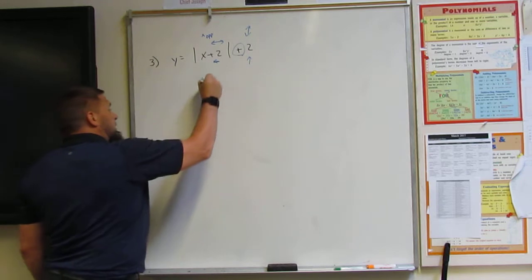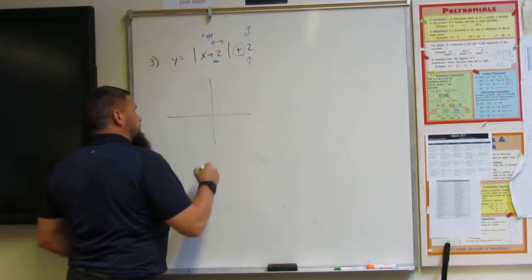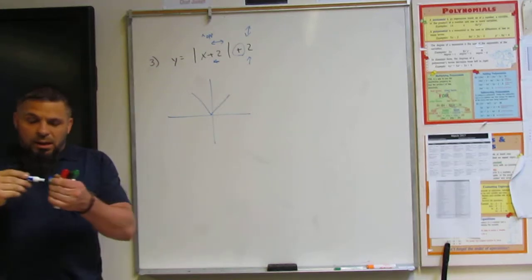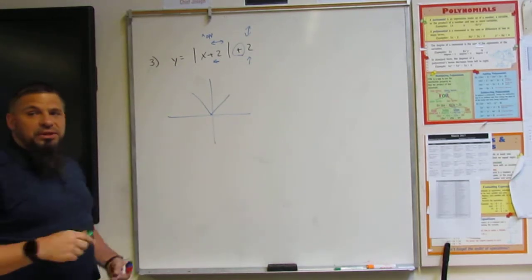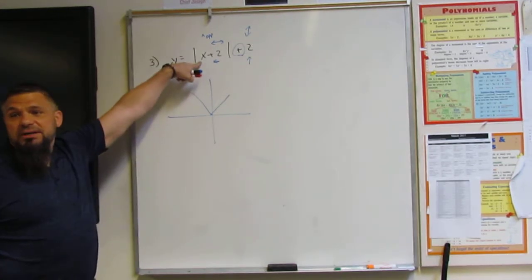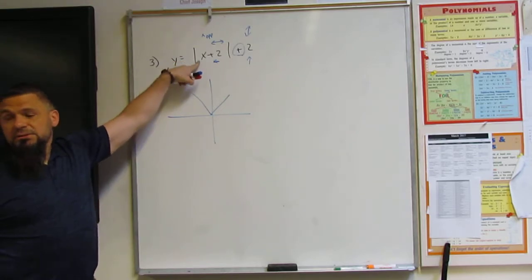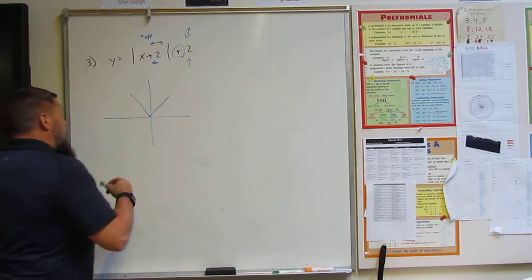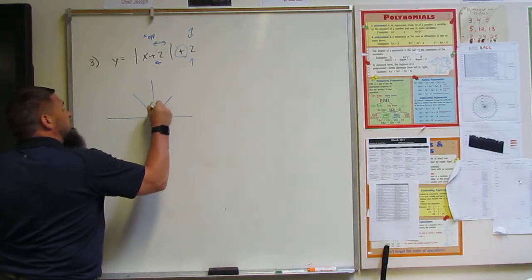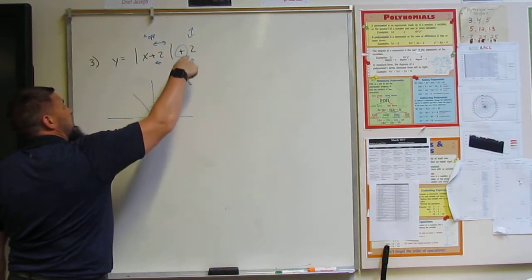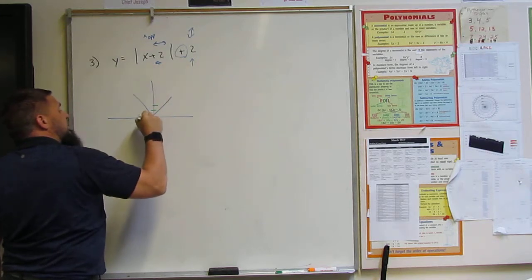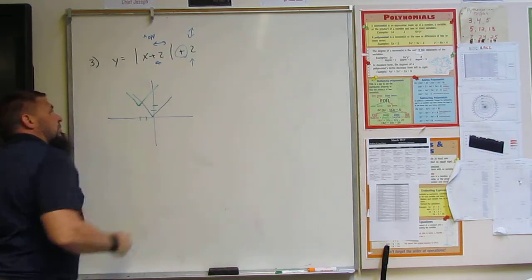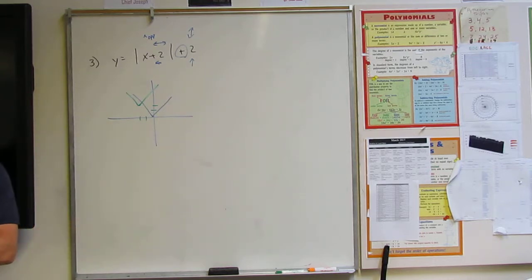So we're going to take this function that would have looked like this, right? And it's not being stretched or anything, because nothing's in front. So we're going to move this up 2, and then we're going to move it left 2. We're going to have this, okay?